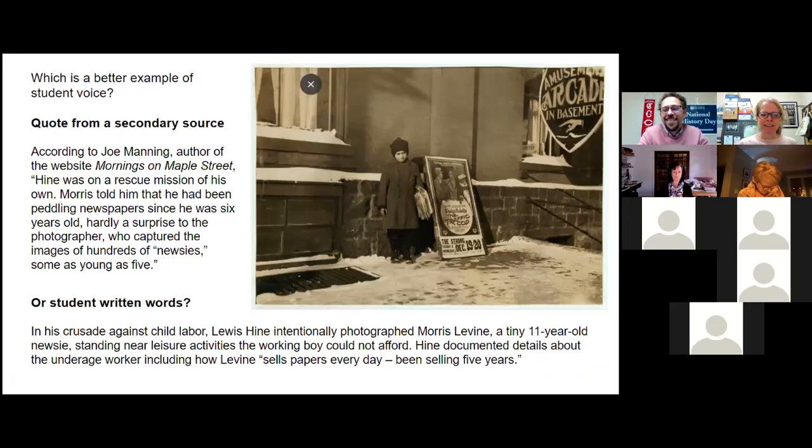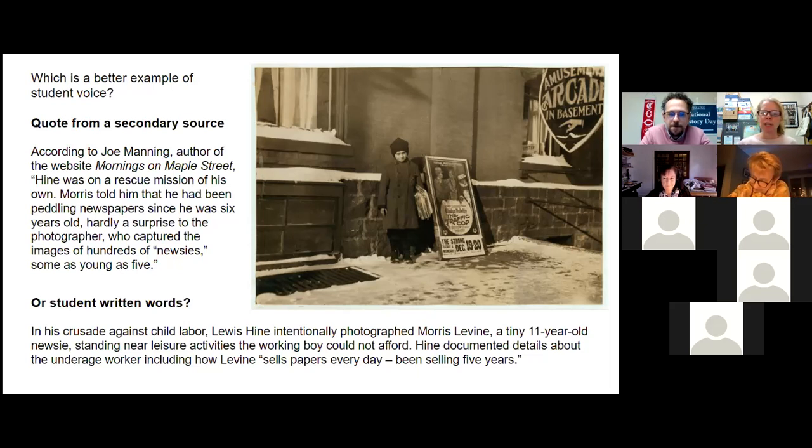So here, it's a bit of a loaded question. Hopefully, to the question of which is a better example of student voice, the answer is the student's written words. It's not the quote from a secondary source talking about what Hine was doing. It's the student, well, in this case it was me, saying that Lewis Hine intentionally photographed Morris Levine, a tiny 11-year-old newsie, standing near leisure activities the working boy could not afford.